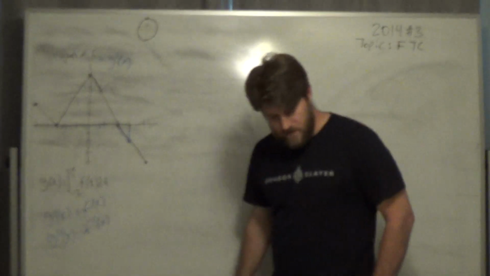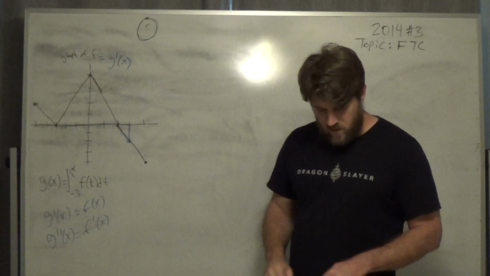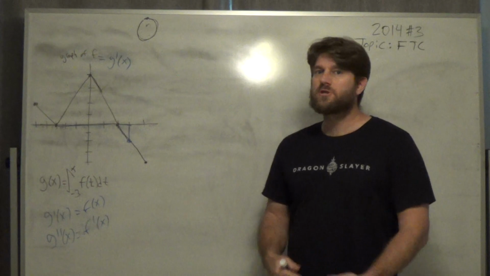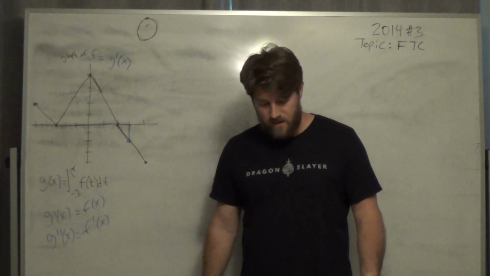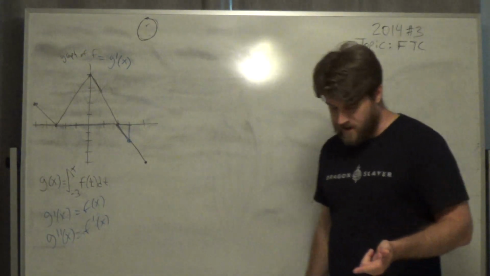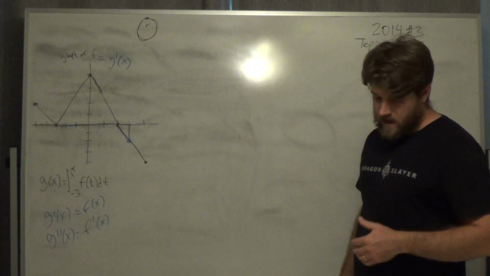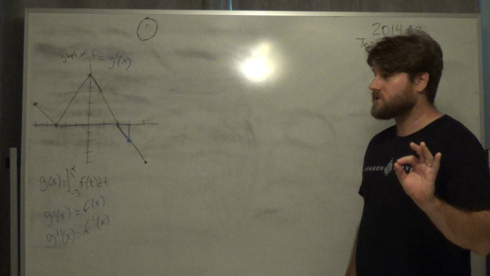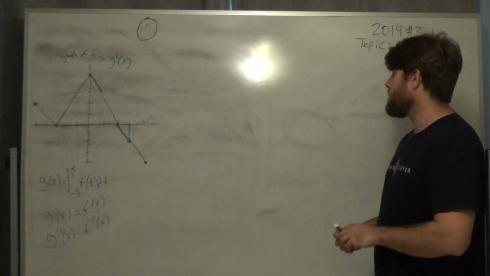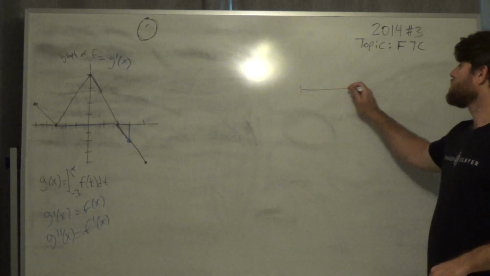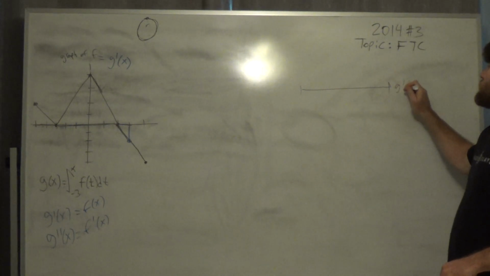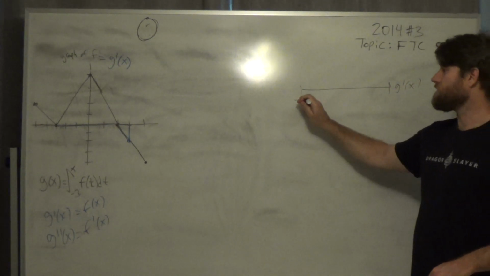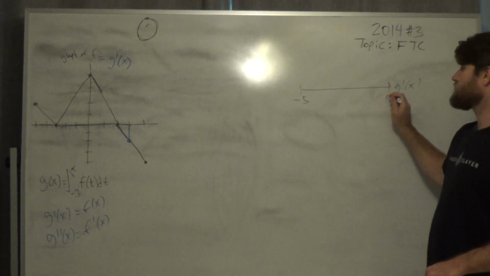All right, part B says on what intervals is the graph increasing and concave down. If you just looked at the video before this one, we did the same thing. Increasing and concave down: we need a sign chart of g, because it's about g, so we need a sign chart of g prime and g double prime. So we're going to make a sign chart of g prime. It's from -5 to 4.